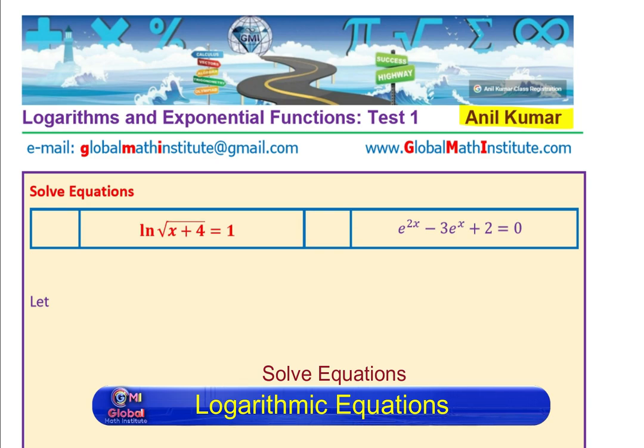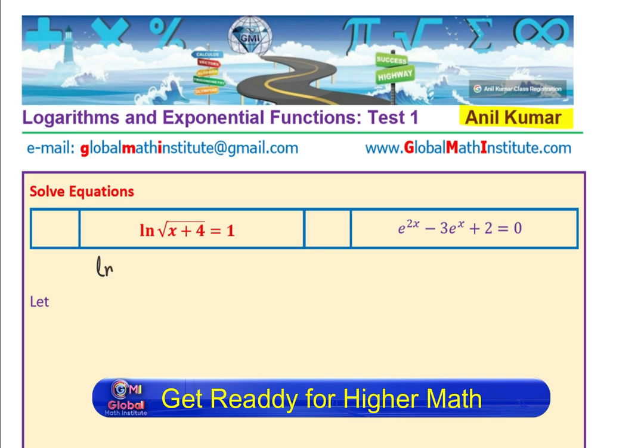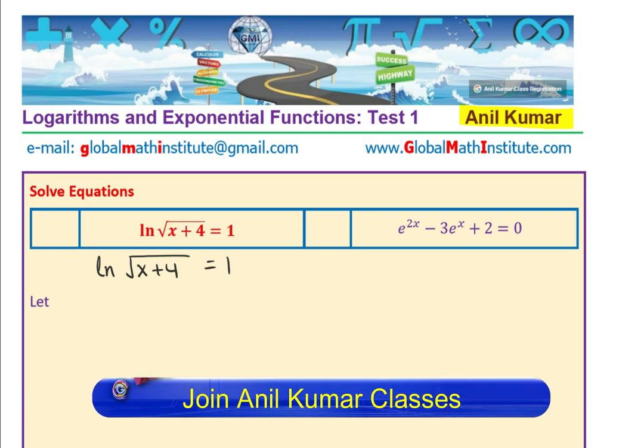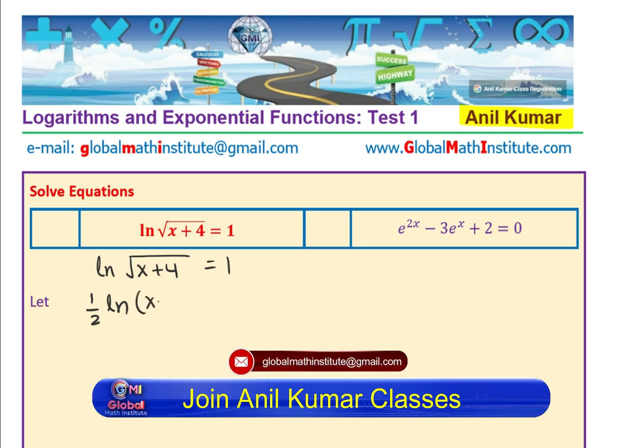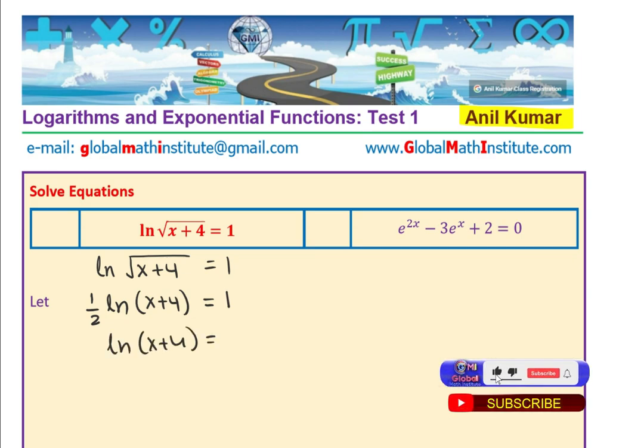So let's begin with the very first one, which is given to us as ln square root of x plus 4 equals 1. So ln is natural log to the base e, right? You could write this as half of ln x plus 4 equals 1, and that becomes ln x plus 4 equals 2, and now we can write this in the exponential form. x plus 4 is equal to e to the power of 2, correct?